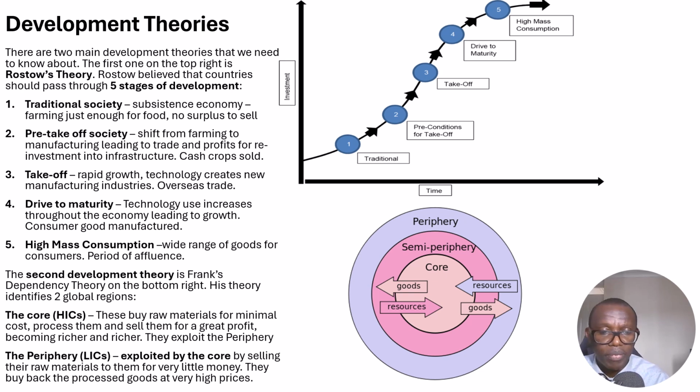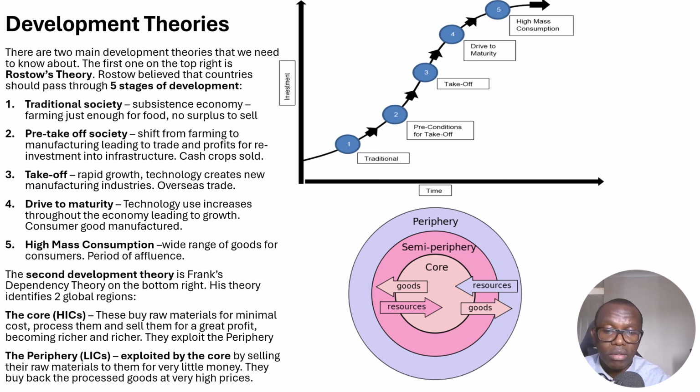Then the next theory that we'll be looking at is Frank's dependency theory. That is shown here to the bottom right. And this theory divides the world into 2 global regions. And the first region here is the core region. And then we also have the periphery. Now, what's happening here is that the rich countries, which are the core, buy their resources, which are mostly in the form of raw materials, from the periphery, so the poor countries.